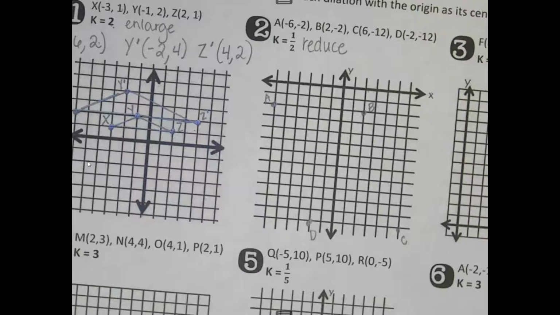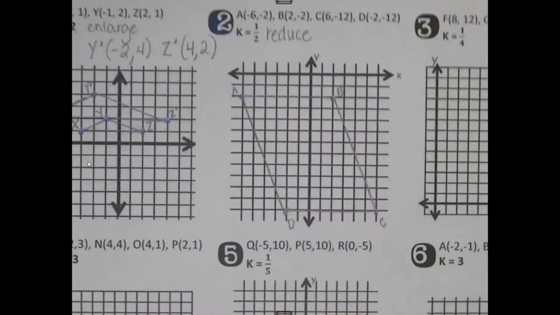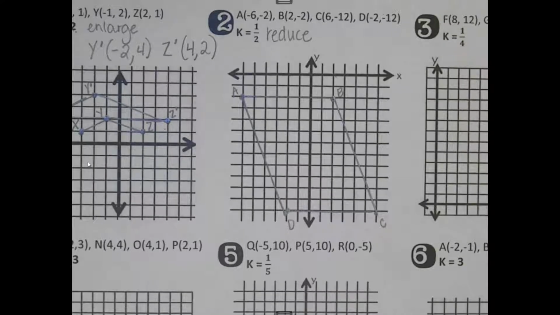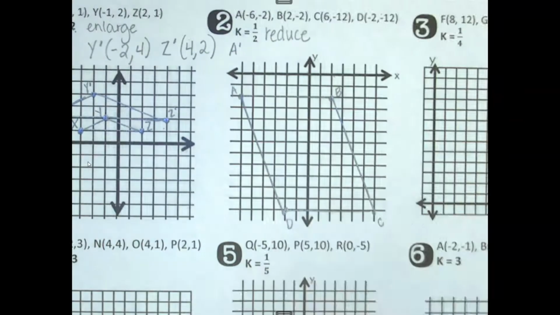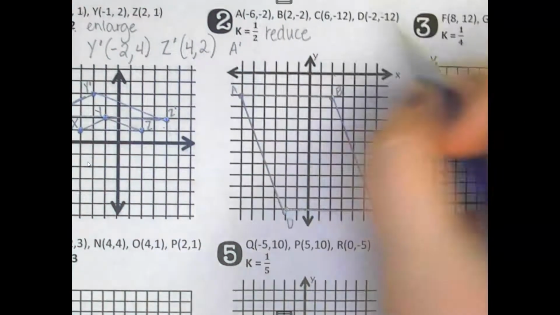All right, you should have them drawn and connected. I paused mine so I could do mine. All right, so now we're going to take each of these points. I'm going to take A prime. I'm going to write a little smaller because I know I'm going to have to fit 4 points this time.